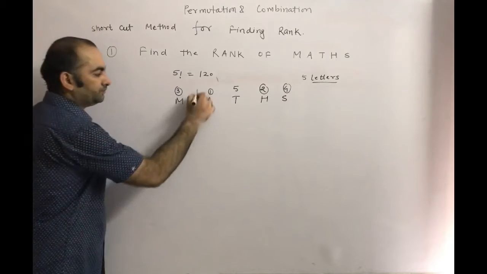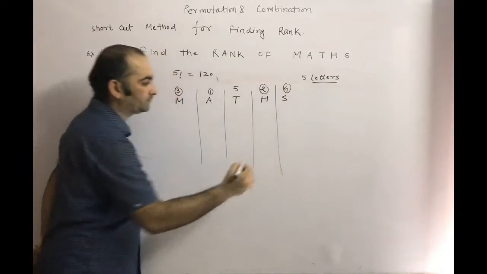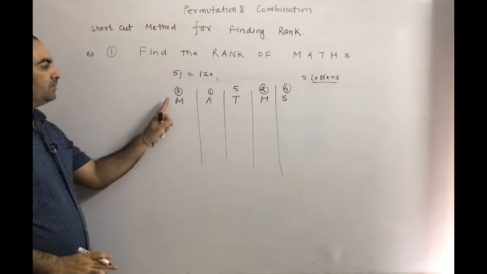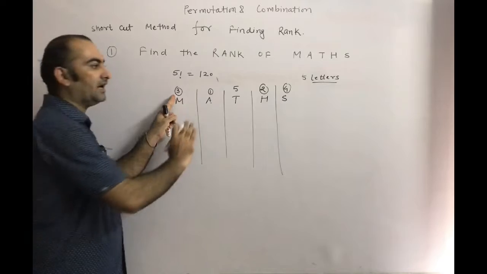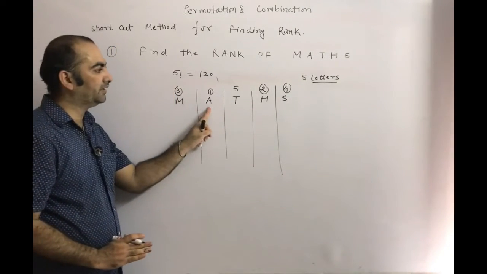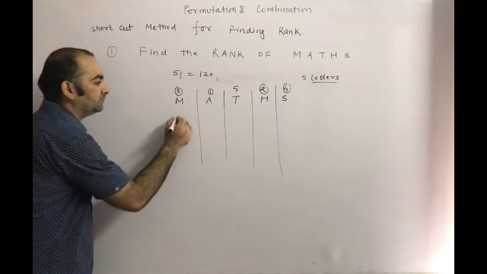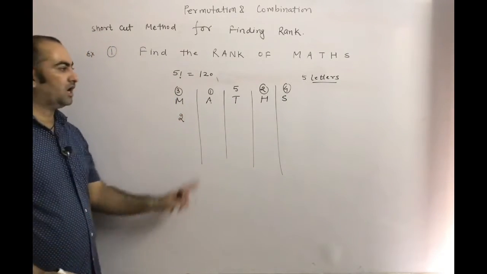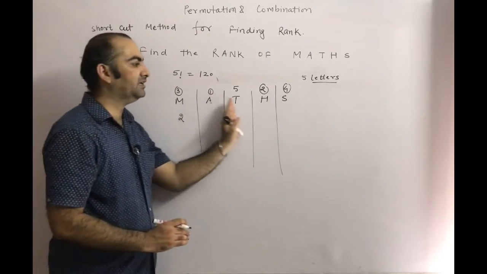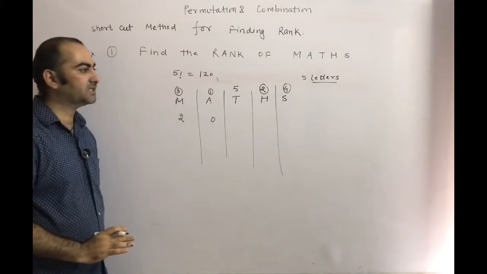So I'm taking lines here. Now M is in the third position. Above the third position, how many letters are there on the right hand side? How many letters are there above M? Above 3, so 1, 2. There are 2 letters above 3, so 2 will come. Next, A is in the first position. Above 1, how many letters are there on the right hand side? That is 0. Above A there are 0 letters.